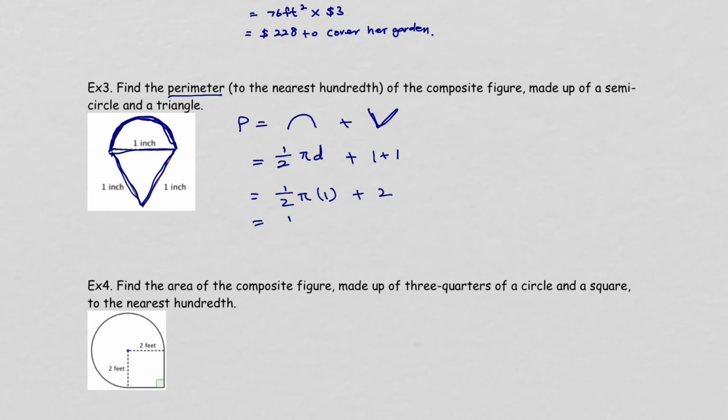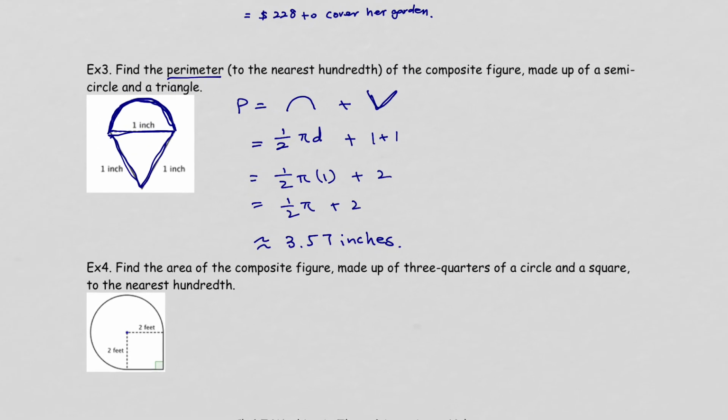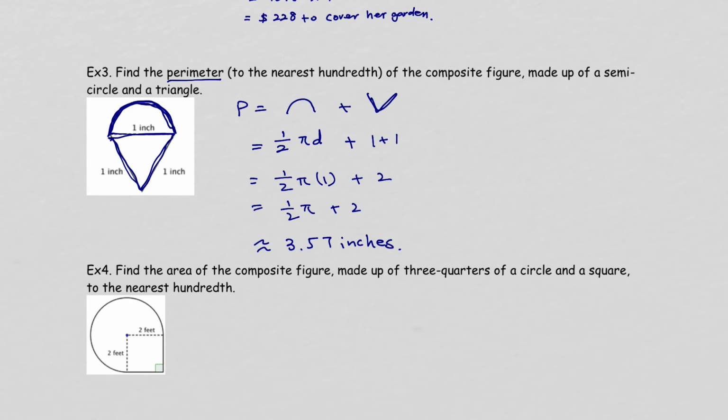That gives you half pi plus 2. And when you plug this into the calculator, pi is 3.14 divided by 2 and then add 2, right? You end up getting close to 3.57 inches, right? So we just wanted to make sure you understand a mixture of the shape, how to find the perimeter and area.